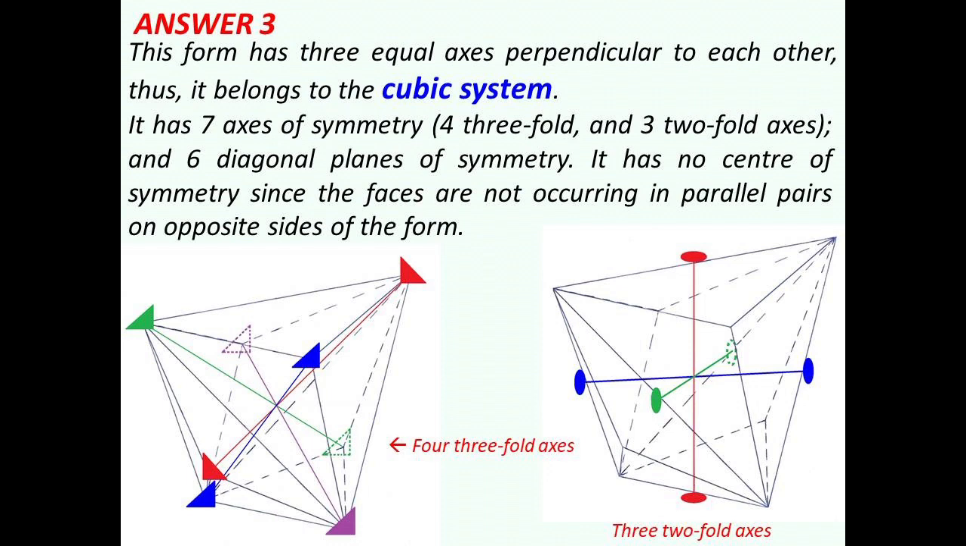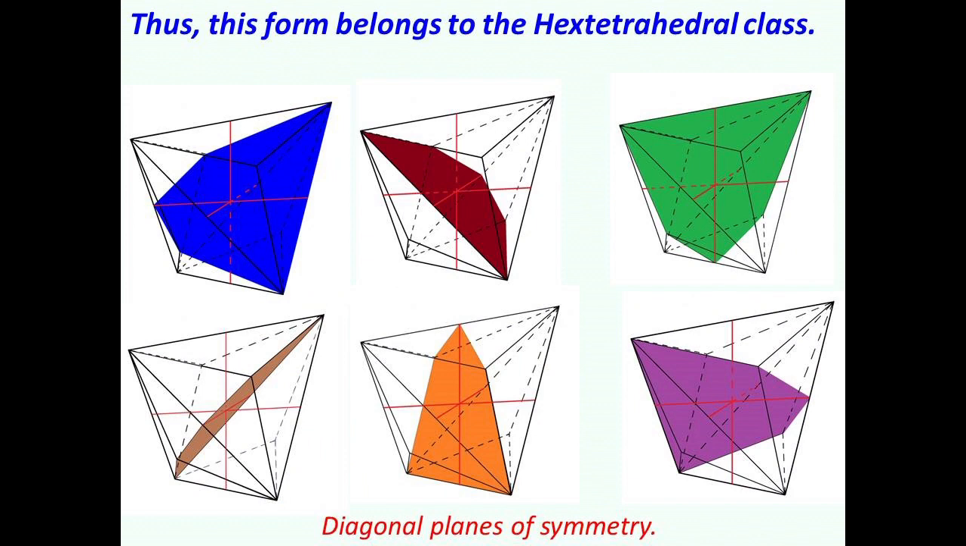and 6 diagonal planes of symmetry. It has no center of symmetry since the faces are not occurring in parallel pairs on opposite sides of the form. Thus, this form belongs to the hexatetrahedral class.